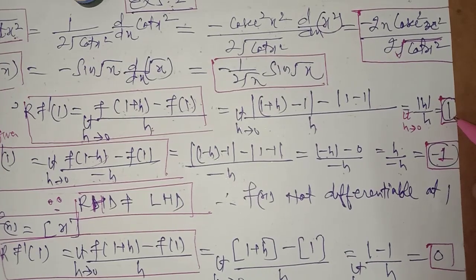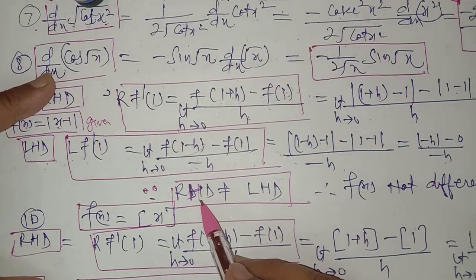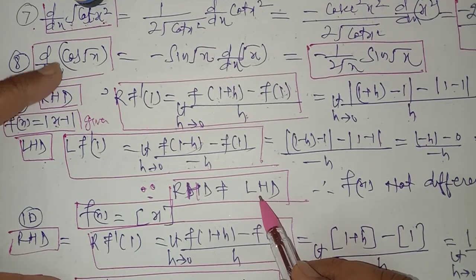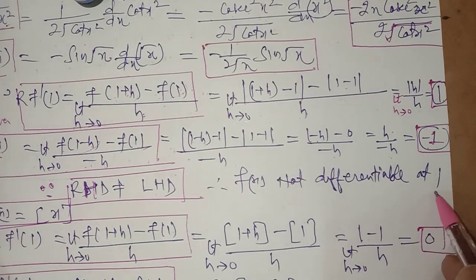So the right hand derivative is 1. Left hand derivative is minus 1. Because right hand derivative is not equal to left hand derivative, we say that f(x) is not differentiable at x is equal to 1.